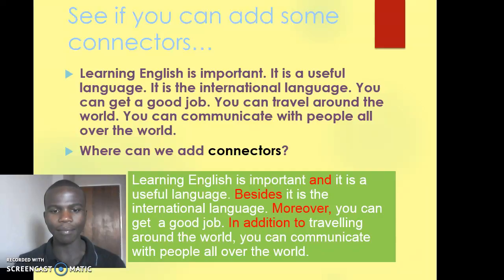Learning English is important and useful. Besides, it is the international language. Moreover, you can get a good job, traveling around the world. You can go all over the world. Wow, so interesting, guys.